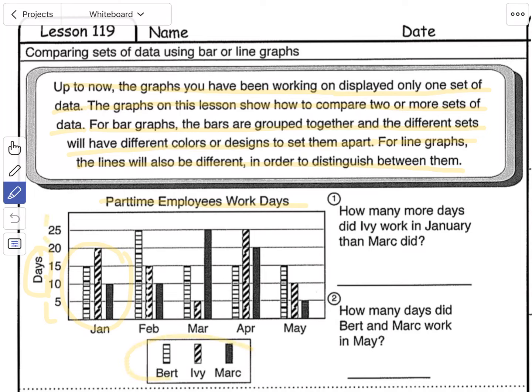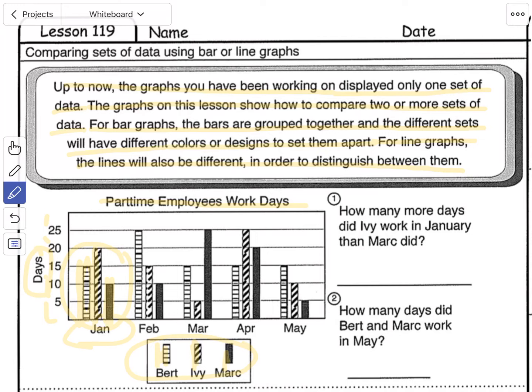And down at the bottom is a key that tells us what these bars mean. So the ones with the lines going to the side is the work days of Bert. The ones with the diagonal lines is Ivy's work days, and the solid bars are Mark's work days. So you can see in January, right here, there are 3 bars. So Bert is this first bar, Ivy is the middle bar, and Mark is the third bar. That's how you read this graph.